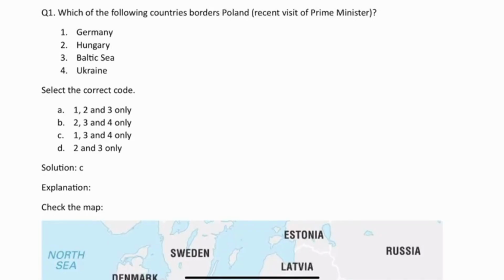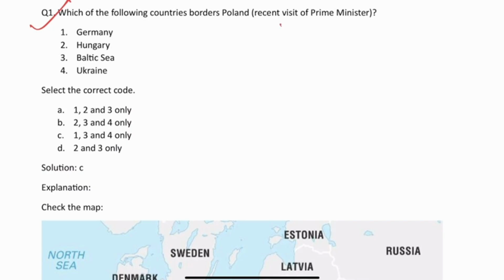Again, we are going to see three important questions, and I hope you all are working hard in the right direction, with the right approach, planning, and target. So this is the very first question, and it talks about the recent visit of the Prime Minister to Poland.